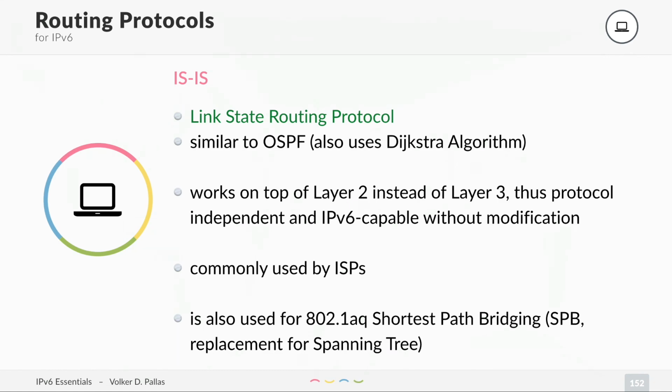The last routing protocol we're looking at is ISIS. It's also a link state routing protocol. It's very similar to OSPF because it uses the same Dijkstra algorithm, and it works on top of layer 2 instead of layer 3 as compared to the other protocols, and is thus protocol independent and was IPv6 capable without any modification. ISIS is commonly used with ISPs and also used with shortest path bridging, a new replacement for spanning tree. We will also not go into detail. ISIS has supported IPv6 ever since. There was no modification necessary because it does not run on layer 3.